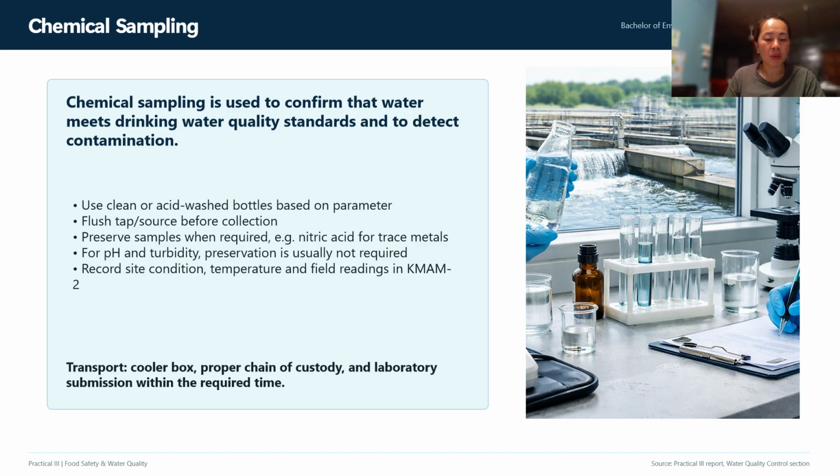Chemical sampling is carried out to measure parameters such as pH, turbidity, chemical metals, and other chemical substances. The correct sample bottle must be used depending on the parameter. For some parameters, a preservative may be required. For example, nitric acid may be used for trace metal samples. For pH and turbidity, preservation is usually not required. The site condition, temperature, and field reading should be recorded in the Kemam Form 2. The samples are then transported using a cooler box and submitted to the laboratory according to the required procedure.